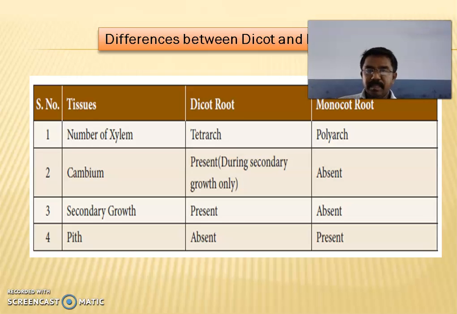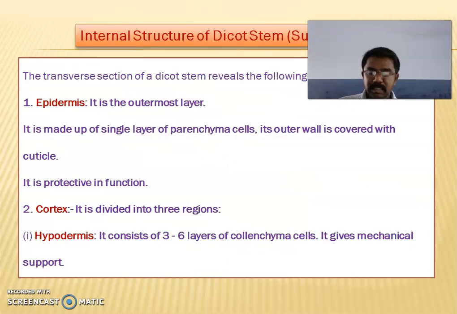Cambium: in the dicot root, cambium is present during secondary growth only. In the monocot root, cambium is absent. Secondary growth is absent in the monocot root and present only in the dicot root. Pith is present in the monocot root and absent in the dicot root. There is a major difference.